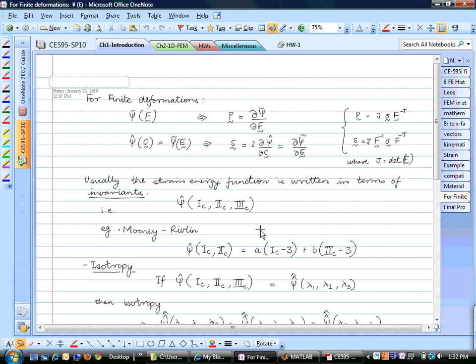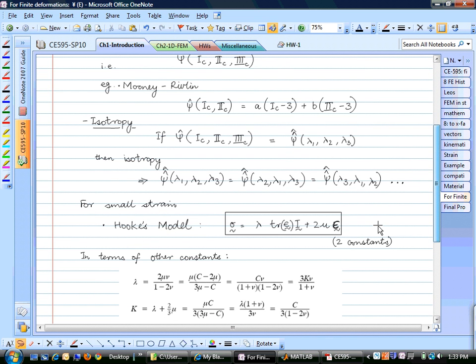So ideally, people express the strain energy function for isotropic materials in terms of their deformation invariants. So the reason is that these are just three scalars, 1, 2, and 3. They are just three scalars. As soon as you express your strain energy in terms of three scalars, you have just lost all information about directionality. So this is also an important point to keep in mind.